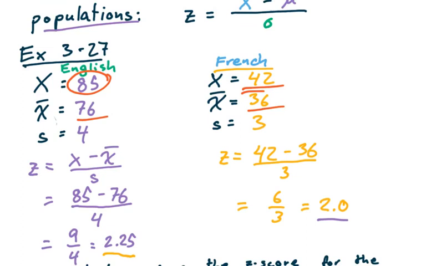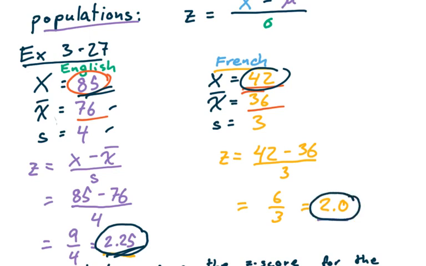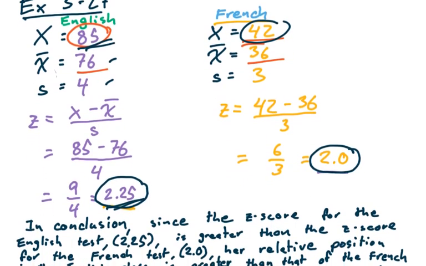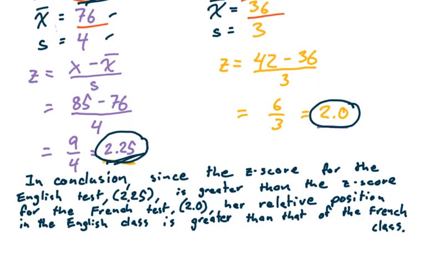Okay, so for the English test, that grade of 85 when the class average was 76 and the class standard deviation was 4, that Z-score worked out to be 2.25, right? And for the French class, the score that she got on that test had a relative position of 2.0. So I hate doing this in the regular lecture just because it takes so much time. But on the video, I can stop and write all this stuff and then unpause.